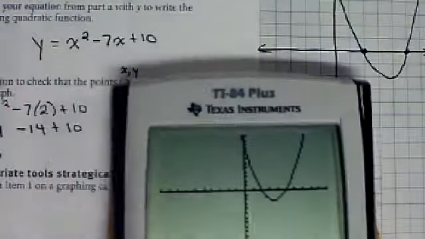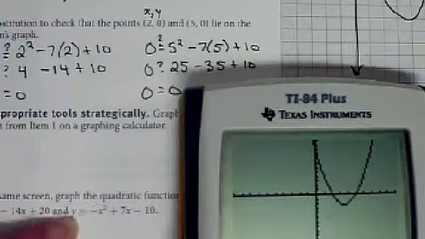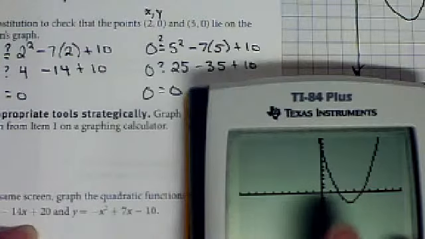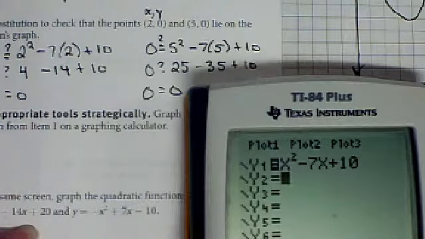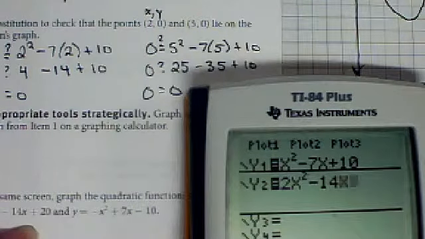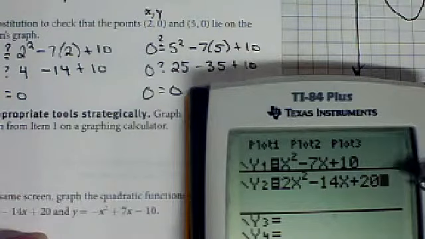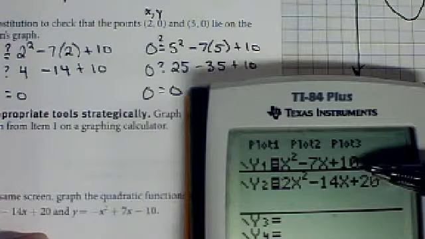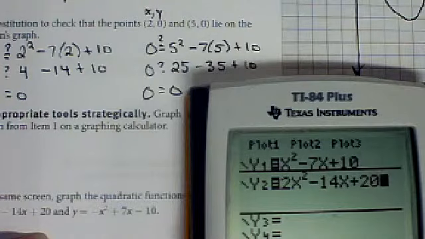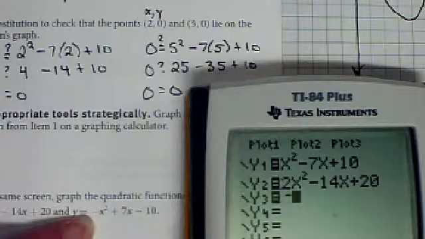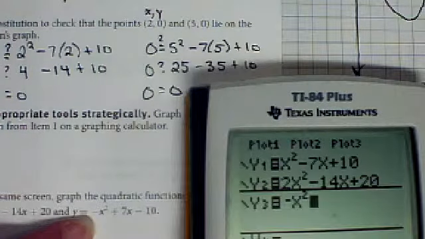Well, let's see what happens when we plot 2 other points. If you look at the bottom of your screen, there are 2 other functions. Let's see what they look like. 2x squared minus 14x plus 20. Compare this function to the one we had written down. Now let's put in the next one. Negative x squared plus 7x minus 10.